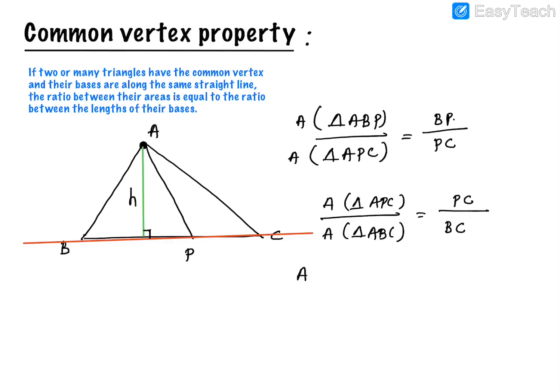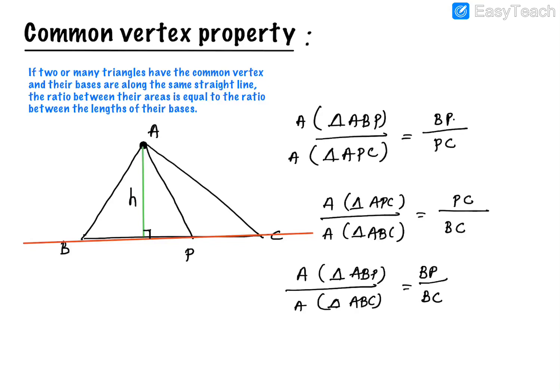And what would be the ratio of area of triangle ABP upon area of triangle ABC? Again, what is the base of ABP? It is BP. What is the base of triangle ABC? It is BC. So done. This is how you have to apply the common vertex property, or this theorem which we stated.